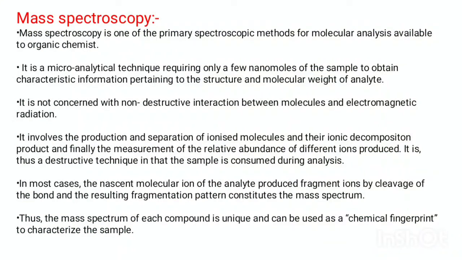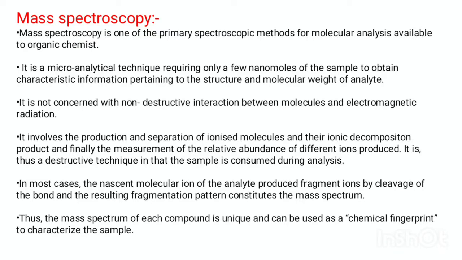Let's see about mass spectroscopy. Mass spectroscopy is one of the primary spectroscopic methods for molecular analysis available to organic chemists. It is a microanalytical technique requiring only a few nanomoles of a sample to obtain characteristic information pertaining to the structure and molecular weight of the analyte. It is not concerned with non-destructive interaction between molecules and electromagnetic radiations.